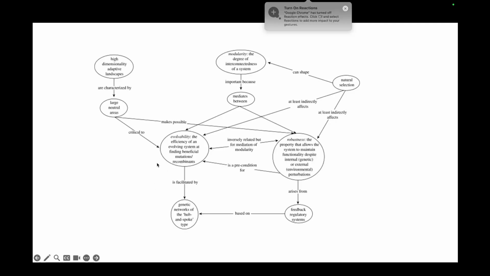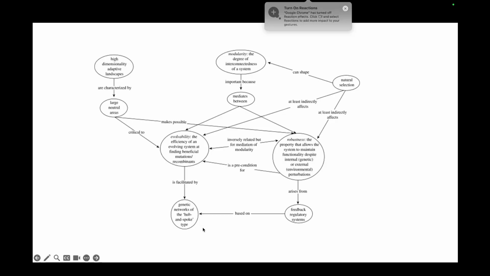Now, these are critical to evolvability, as we were talking about. Evolvability is the efficiency of an evolving system at finding beneficial mutations or recombinants, right? And now this is facilitated by genetic networks of hub and spoke type.